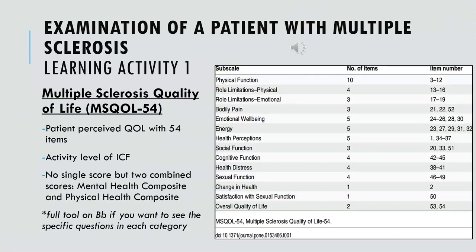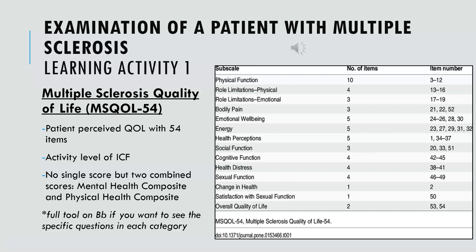The last tool that we will discuss is the Multiple Sclerosis Quality of Life, or the MSQOL-54. The MSQOL-54 is a structured self-report questionnaire that gauges the patient's perceived quality of life. It is made up of 54 items, and this tool was derived by taking the SF-36 and adding 18 MS-specific items to the tool to arrive at the 54 items. The items on the tool measure the patient's activity level of the ICF.